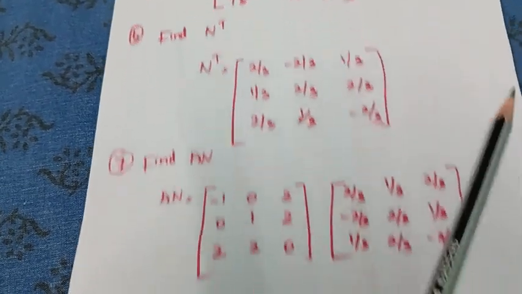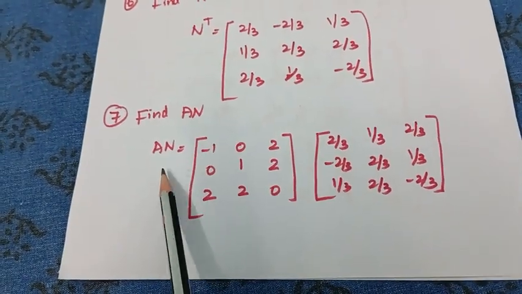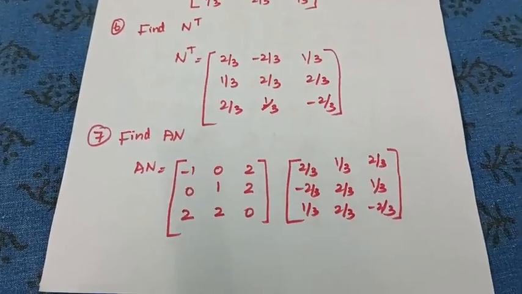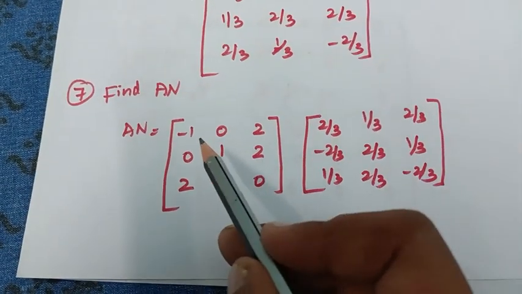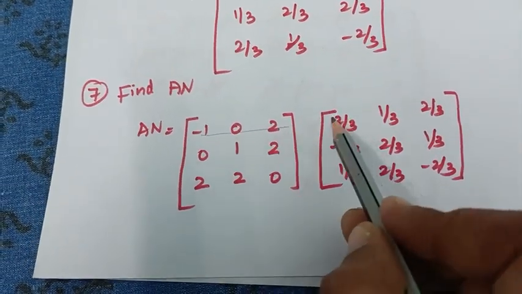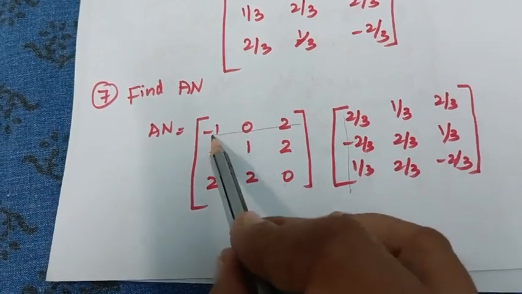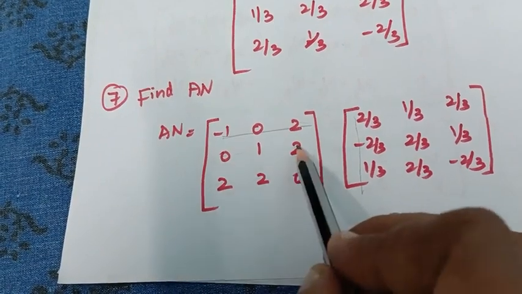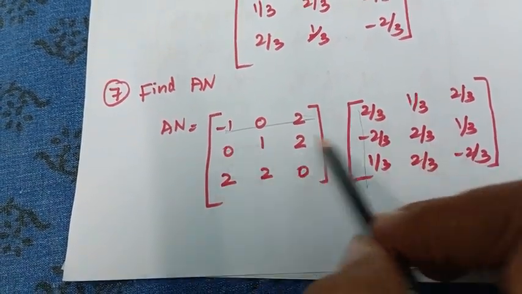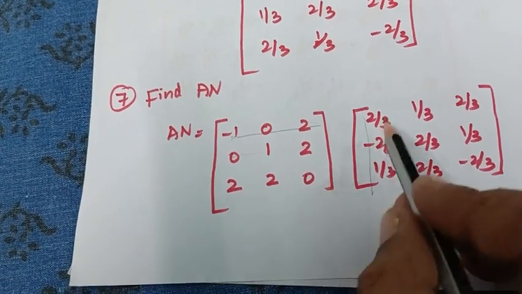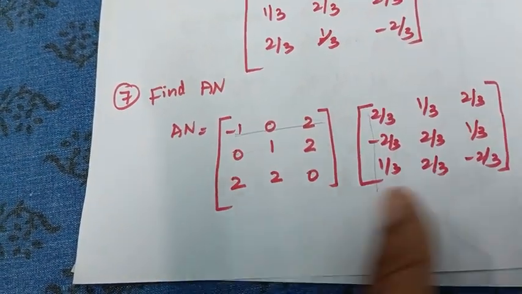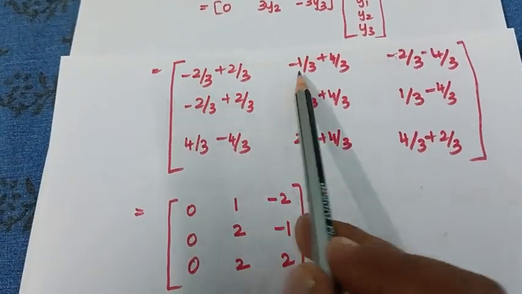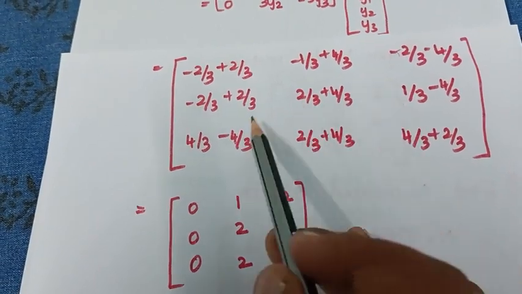Next, find AN. AN means the given matrix multiplied by this N. We multiply this row with this column, this row with this column, and this row with this column. Similarly, the last row with each column. So each row will be multiplied with each column and written like this. When you multiply, you will get like this.